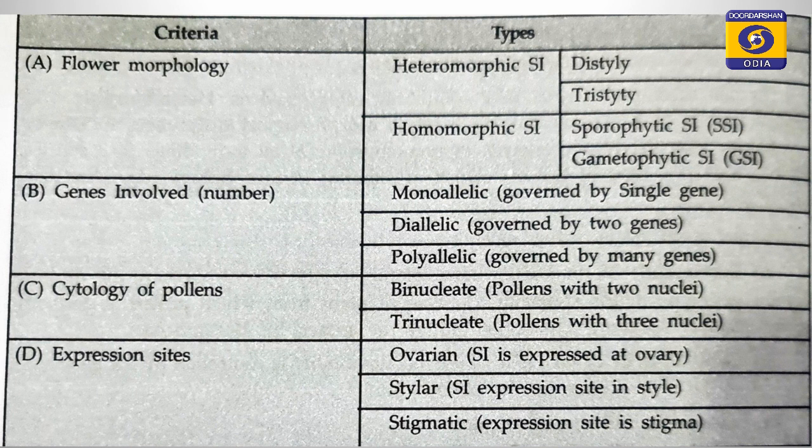Then there is the site of expression, whether that site is the ovary, or the style which is present just below the stigma, or the stigma itself. So, there are certain factors of this genetic incompatibility because of which self sterility takes place.